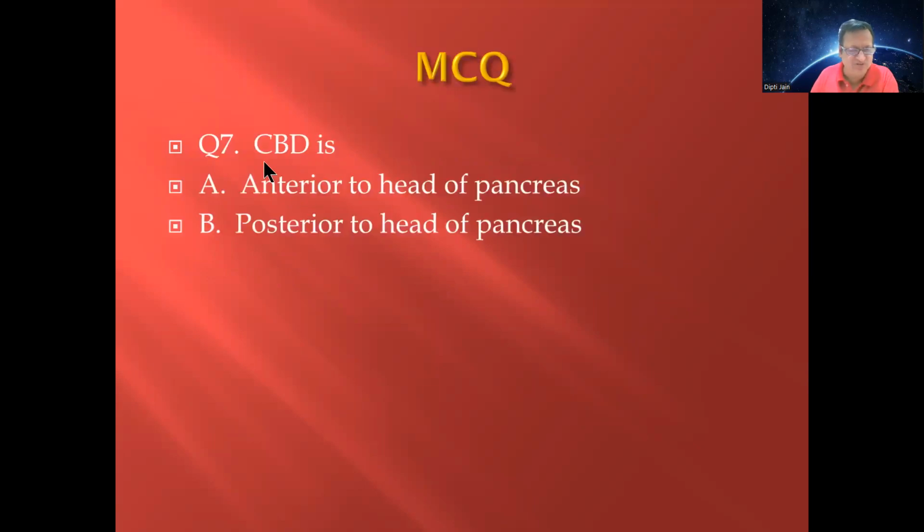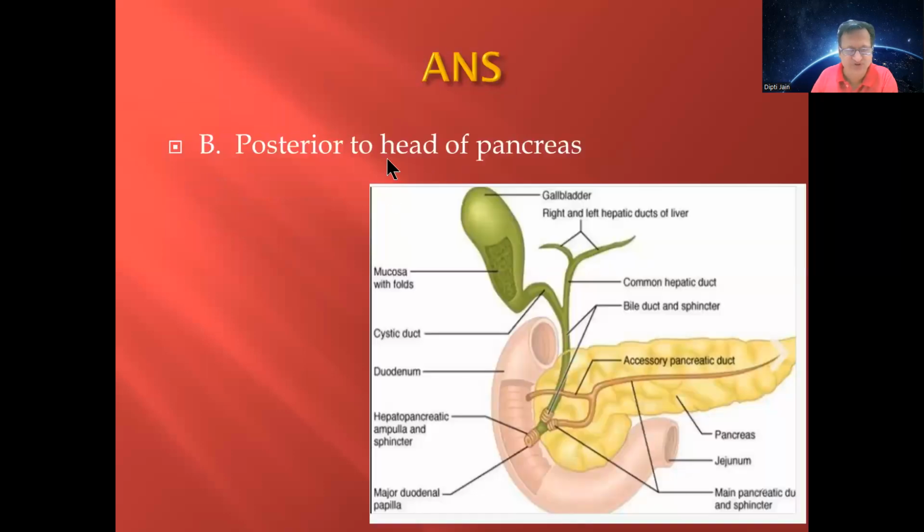Next question: CBD is anterior to the head of the pancreas or posterior to the head of the pancreas. So the answer is it is posterior to the head of the pancreas. So you can see the CBD is posterior to the head of the pancreas and it joins with the pancreatic duct to open into the major duodenal papilla.